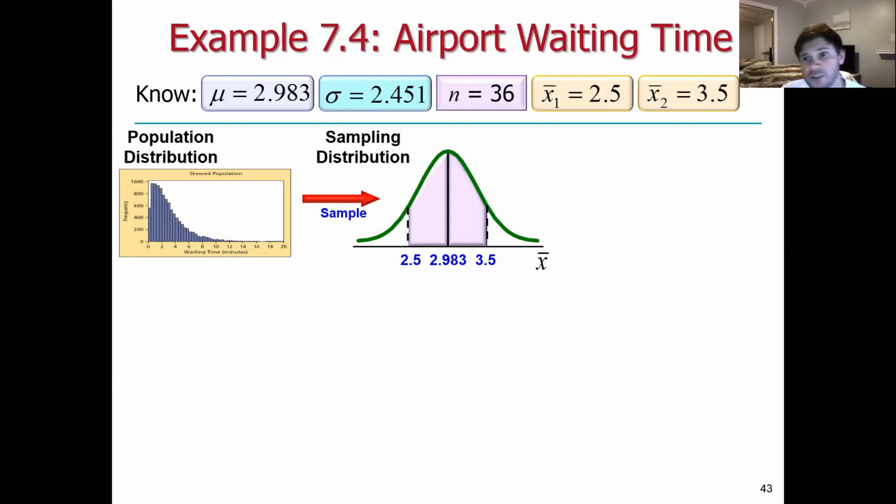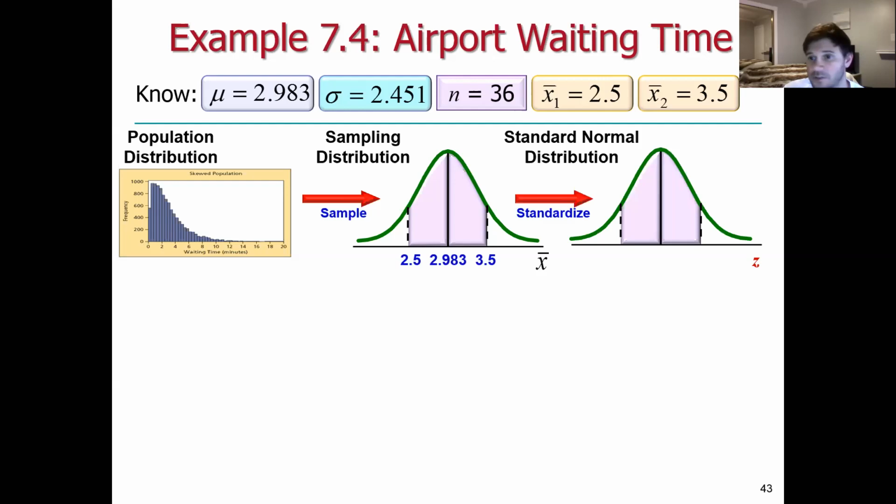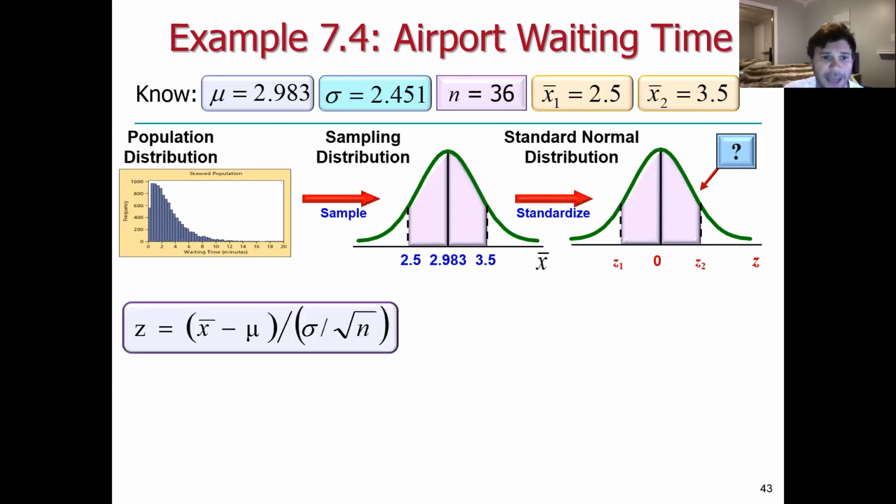And what are we going to do next? Well, we're going to transform our problem from X space into Z space using the Z-score. So we're going to go ahead and convert X1 and X2 into the associated Z values using, again, the standard error as our normalizing factor here. So for Z1, we're going to take 2.5, subtract out that population mean, divide by the standard error, and we should get a value of minus 1.18.